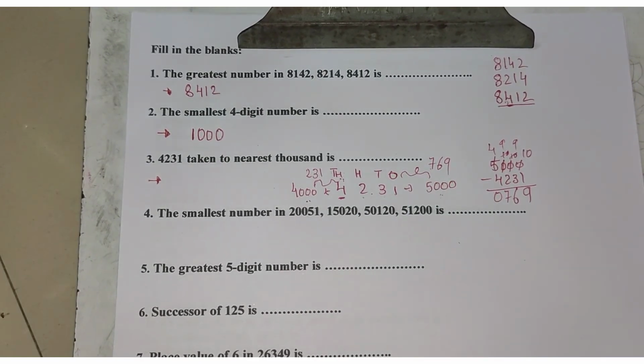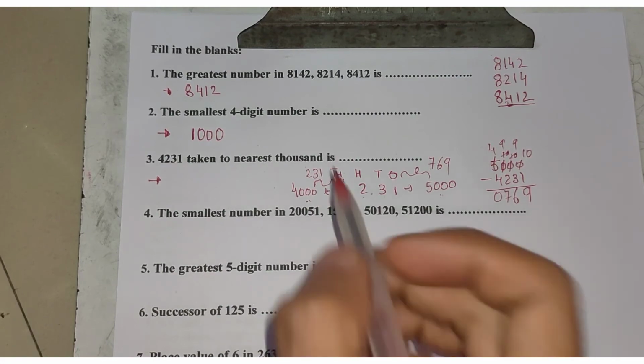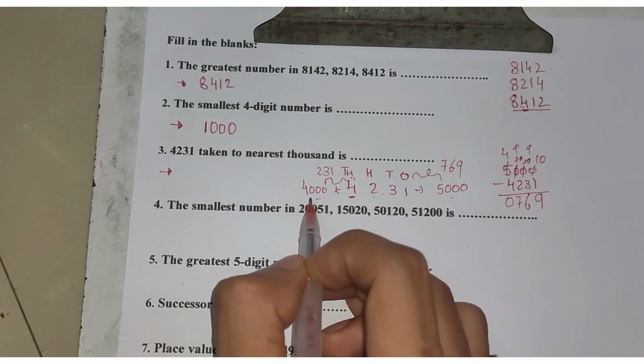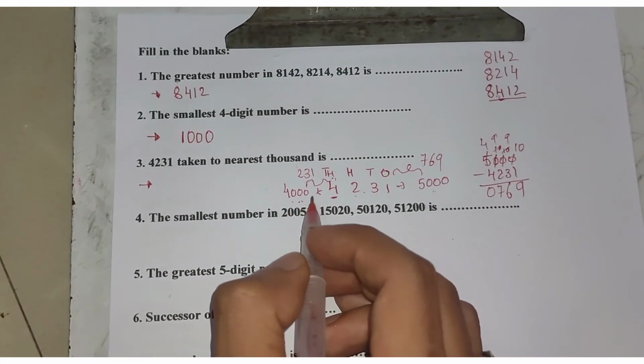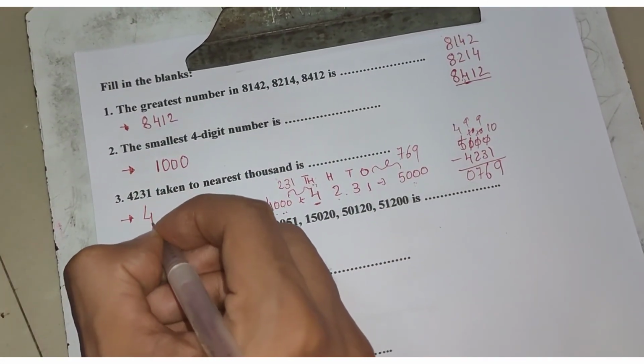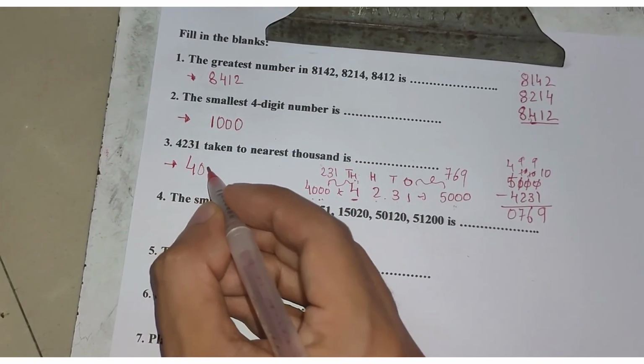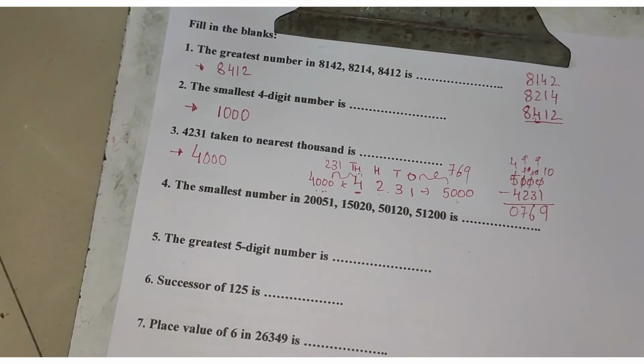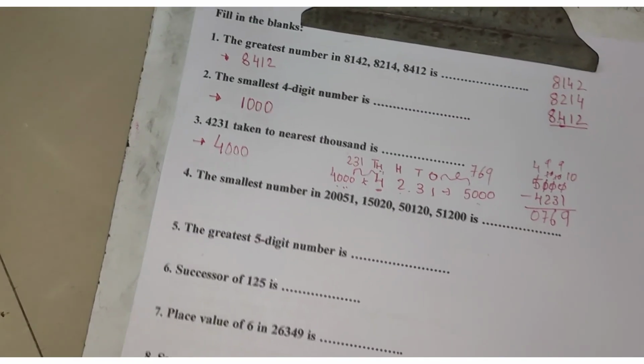So which is the smallest number of steps? The smallest number is 231. Easy way to reach 4000, they can reach early, right? So 4000 will be the nearest 1000 for 4231.